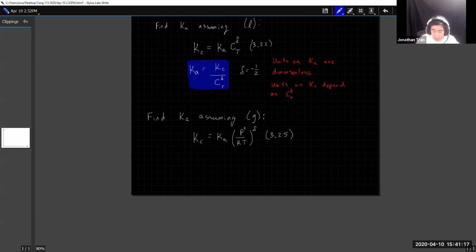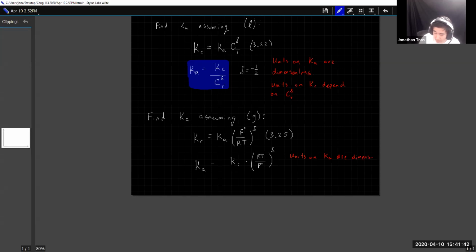But using this expression, we can again rearrange this for Ka, such that Ka is simply going to be Kc times (RT over P naught) to the power of delta. And here again, I do want to emphasize that the units on Ka are dimensionless.